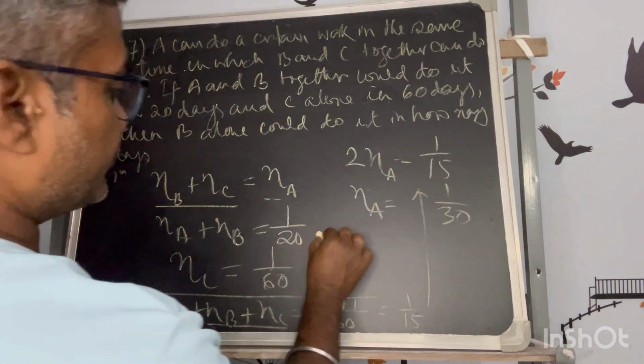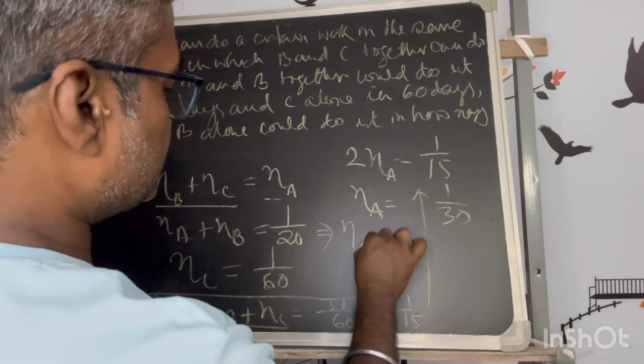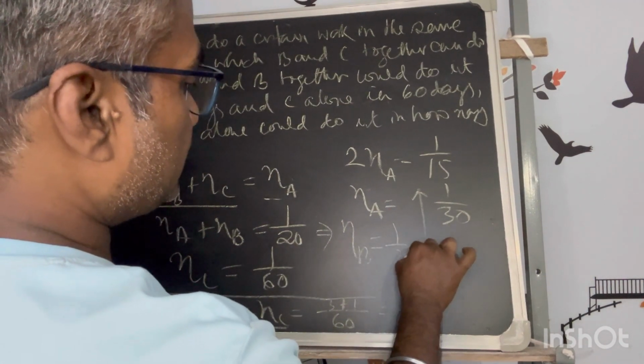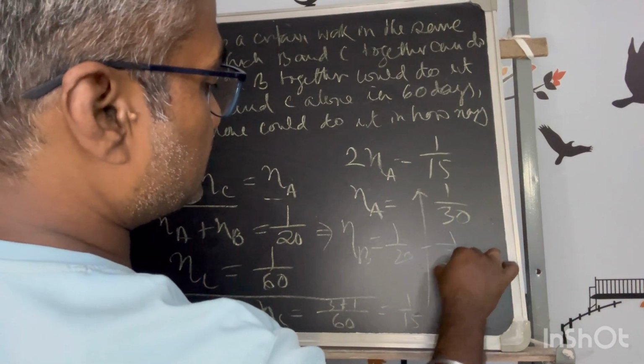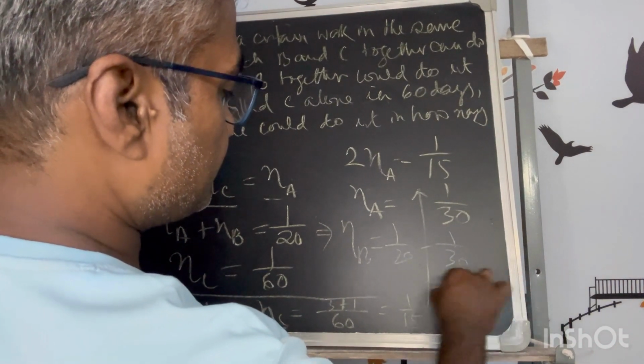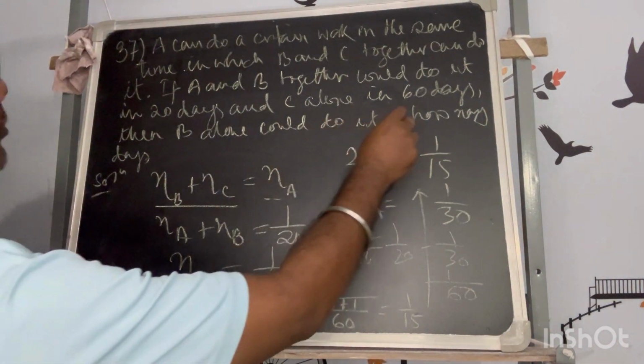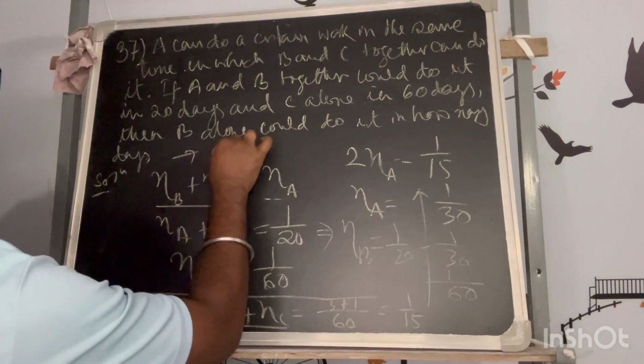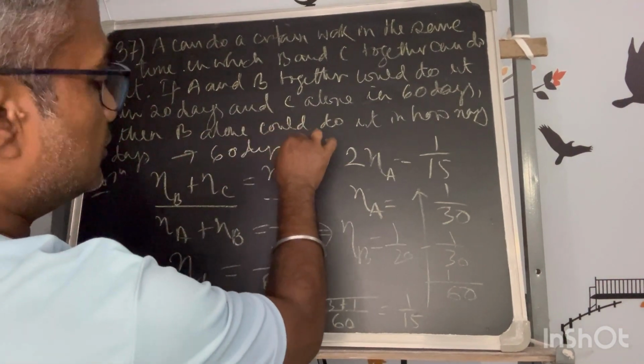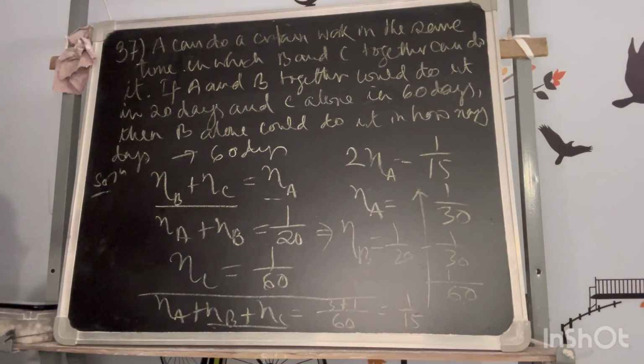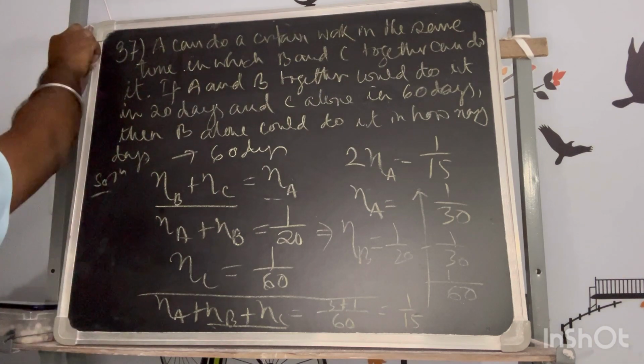Is there any relation with B? Yes. Efficiency of B is 1 upon 20 minus 1 upon 30, that means 1 upon 60. So B can do it in how many days? This will be 60 days.